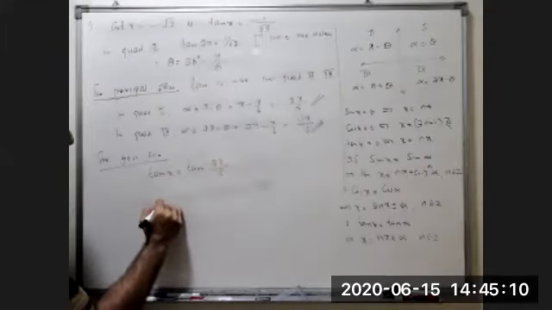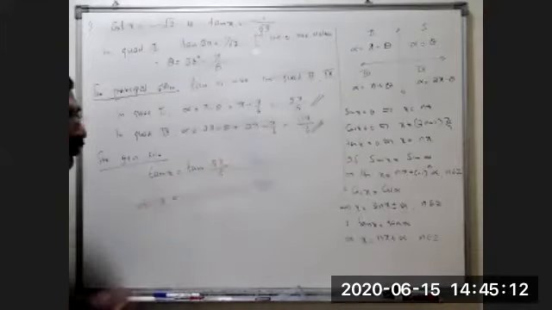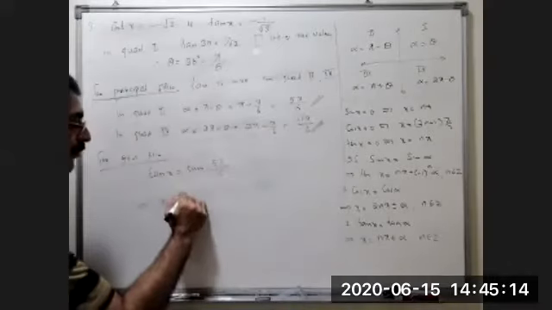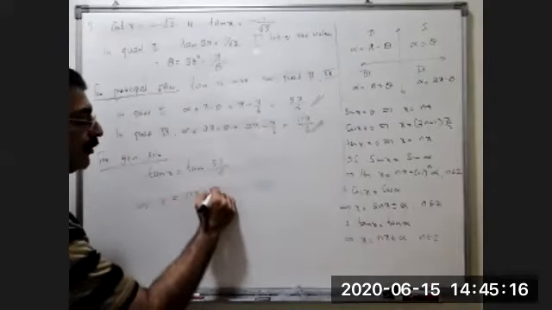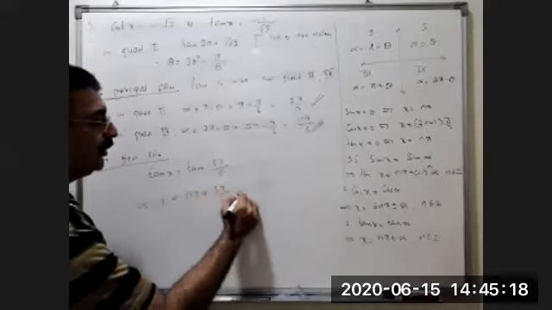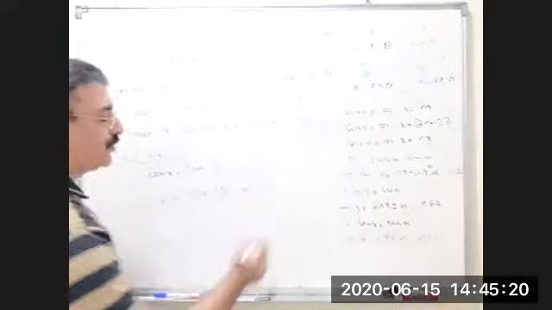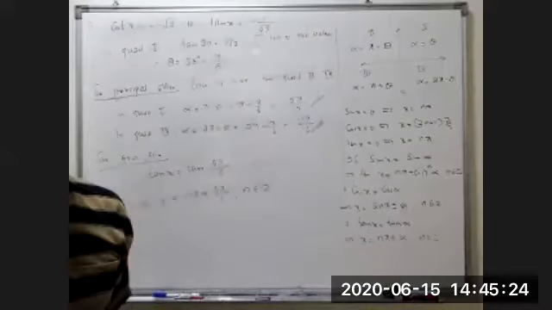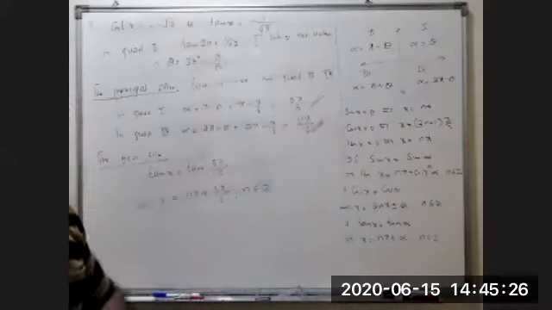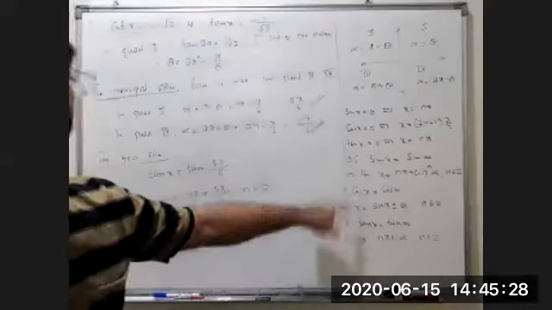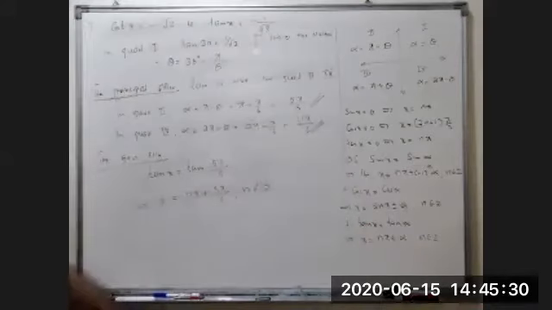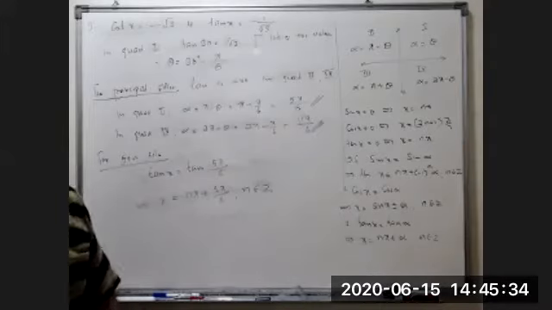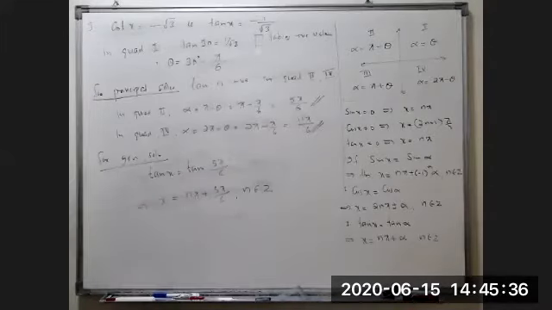Then this gives x is equal to n pi plus 5 pi by 6, n belongs to Z. That's the answer. Again, in an examination, it is better to write the formula in the answer: tan x is equal to tan 5 pi by 6, x is equal to n pi plus 5 pi by 6. That is question number 3.